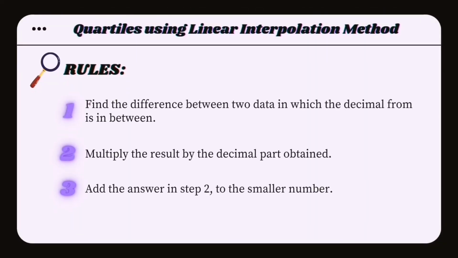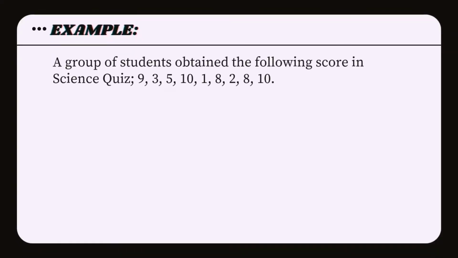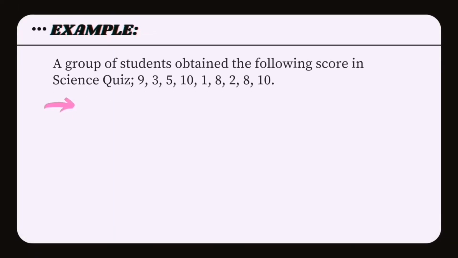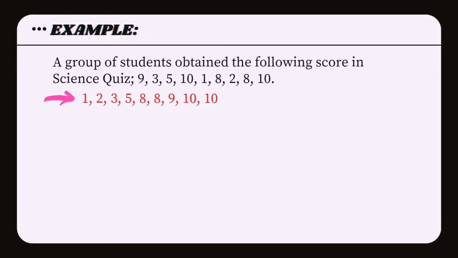Last rule, add the answer in step 2 to the smaller number. Let's now proceed to the example. A group of students obtained the following scores in a science quiz: 9, 3, 5, 10, 1, 8, 2, 8, and 10. Again, before we start solving, we have to arrange the given data into their ascending order. So the ascending order of the given data is 1, 2, 3, 5, 8, 8, 9, 10, and 10.